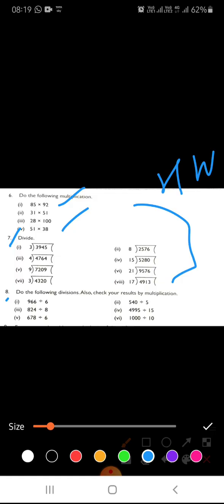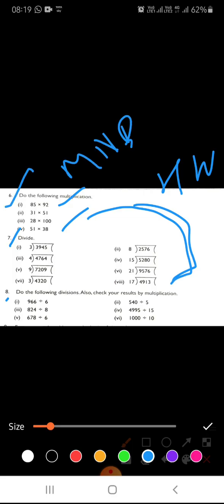Now question number 8. Question number 6 and question number 7, you will do in your maths notebook. Question number 8 also you will do in your maths notebook, but first of all I'll tell you how to do question number 8. In question number 8, do the following divisions. Also check your results by multiplication.